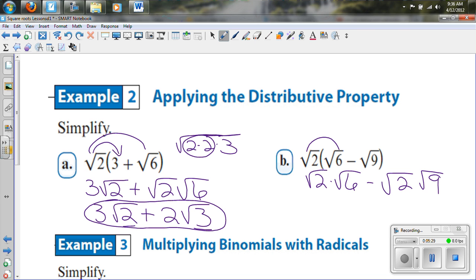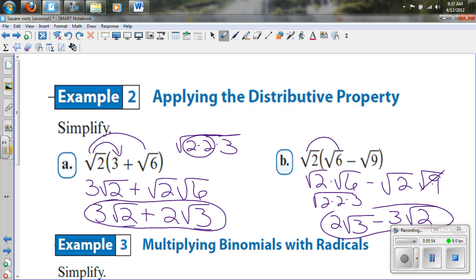Well, we just got done doing the square root of 2 times square root of 6 on that first problem, so we know that that is the square root of 2 times 3. That's 2 times the square root of 3. Minus, here we can take the square root of 9 out right away. That's 3, and we're left with the square root of 2. And again, we can't add those together because the square root of 2 and the square root of 3 are not alike, so there is your final answer for that.